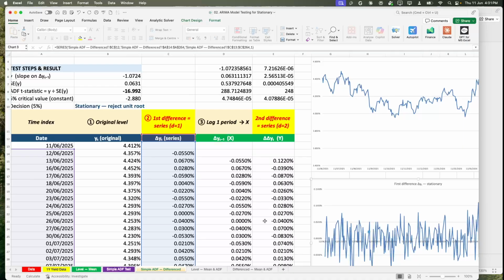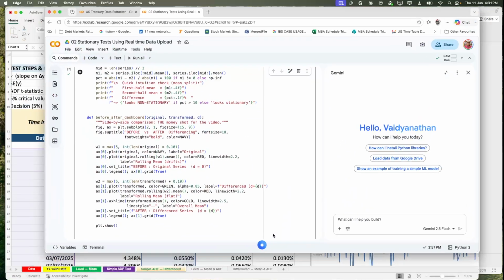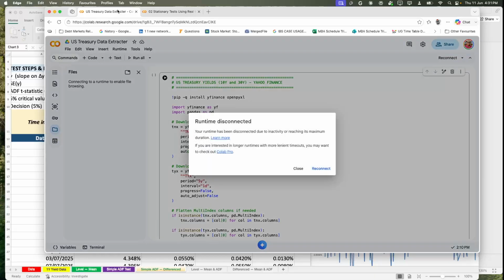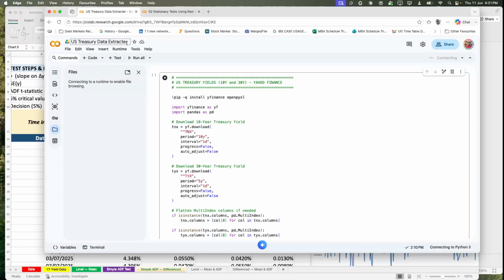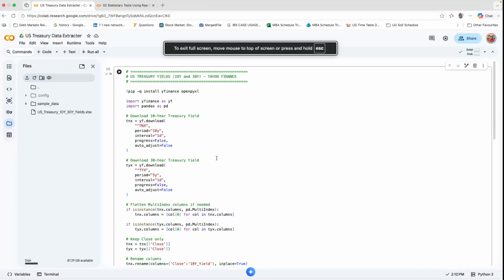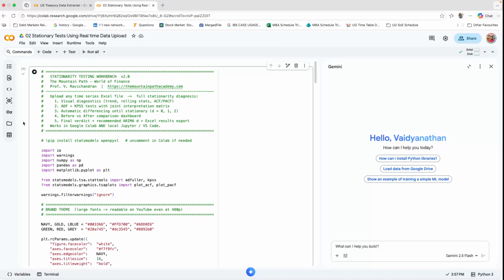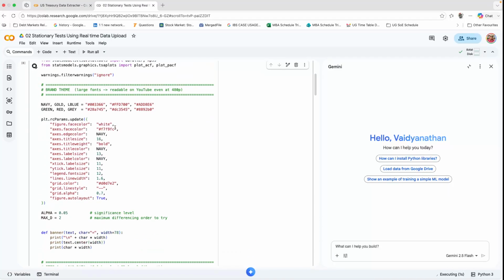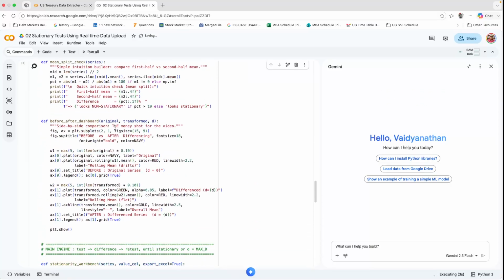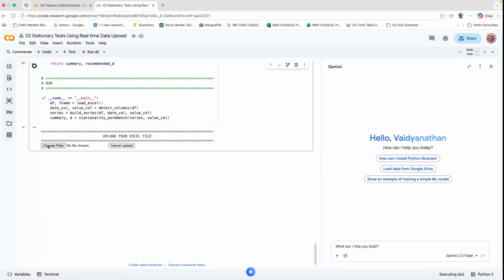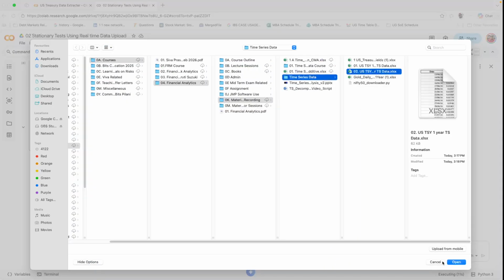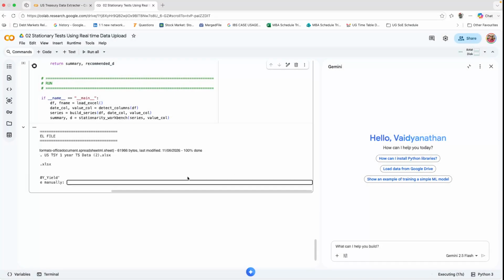We can also automate the whole process in Python. What I have done is, using Python code, I have generated a script and I'm using US Treasury data. Now using the data, I'm running the code. I will upload the US Treasury yield data in Excel. Then this code will automatically run and check whether the data is non-stationary. I have uploaded it now.